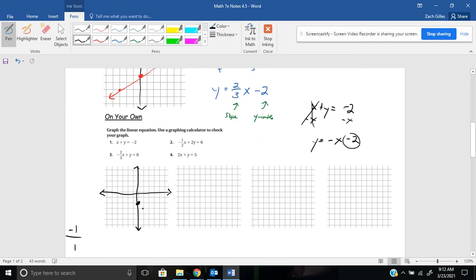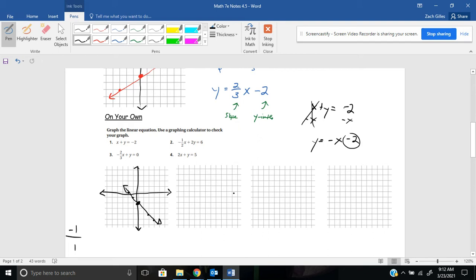So down 1, right 1. Down 1, right 1. Same thing as up 1, left 1. Up 1, left 1. And there is my line. And hopefully that equation makes sense to you.